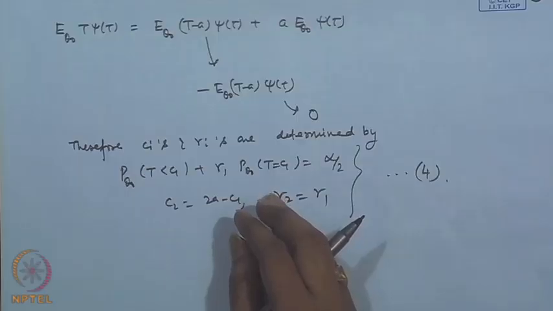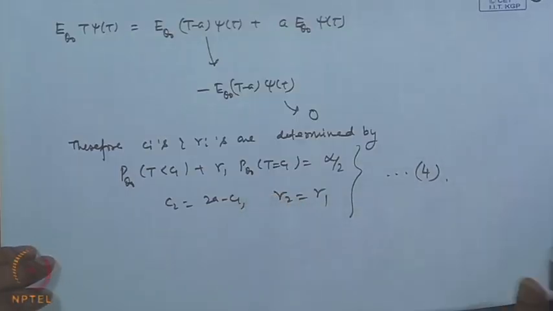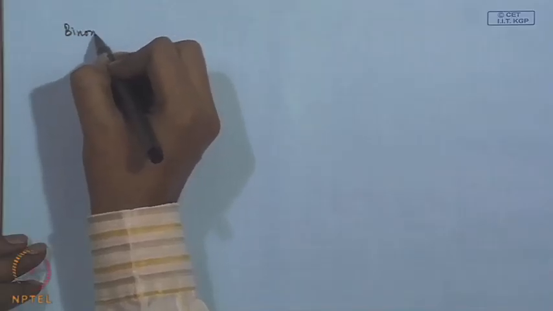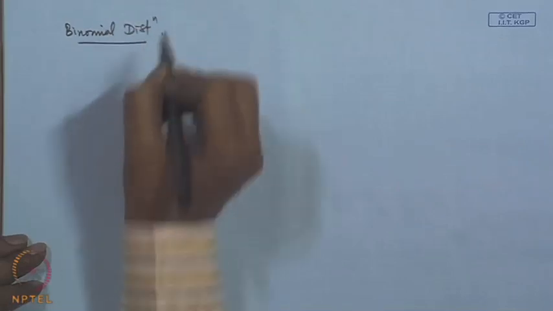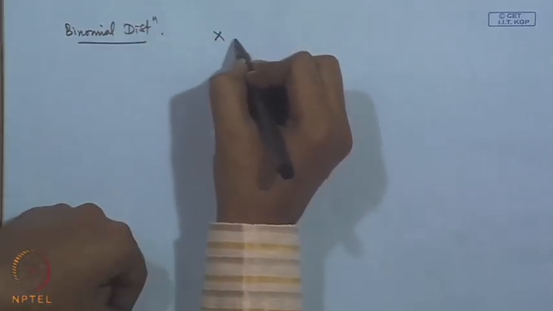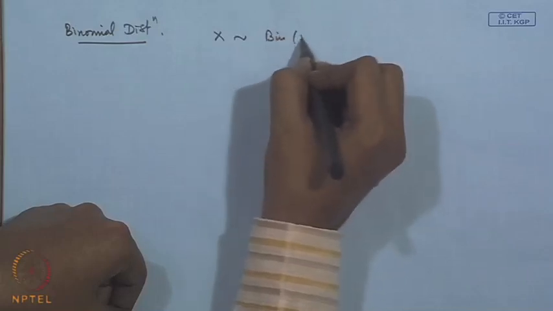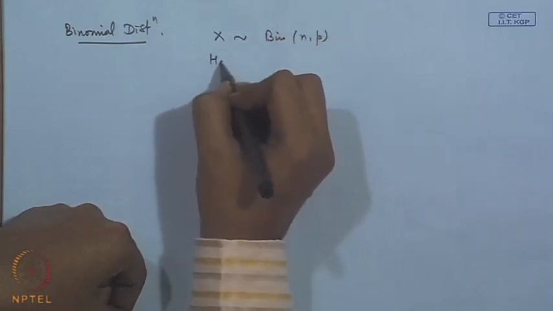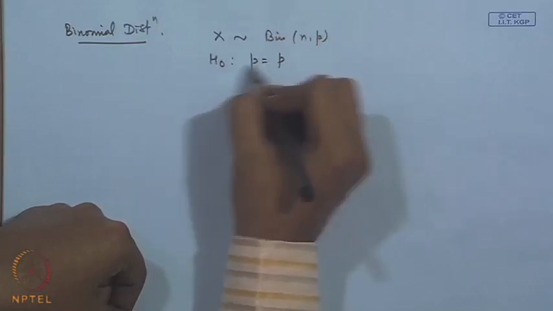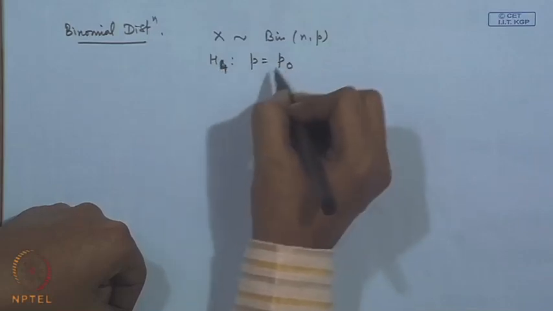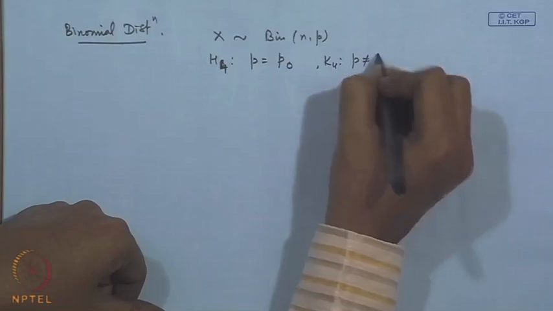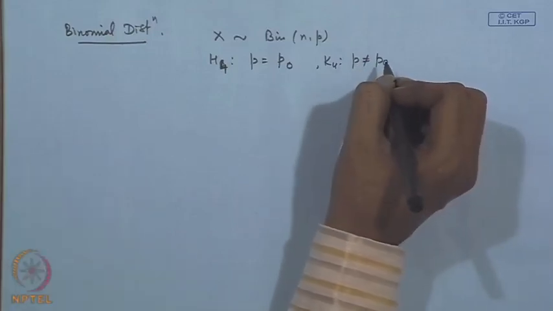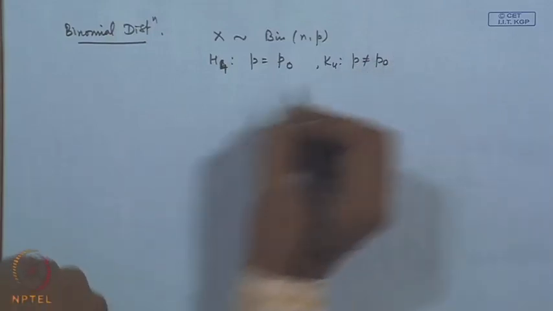Let us consider an example here, the binomial distribution. So, let us consider X follows binomial n, p. We are considering the testing problem for H4. I will use this notation H1, H2, H3, H4. The alternative is p is not equal to p naught.